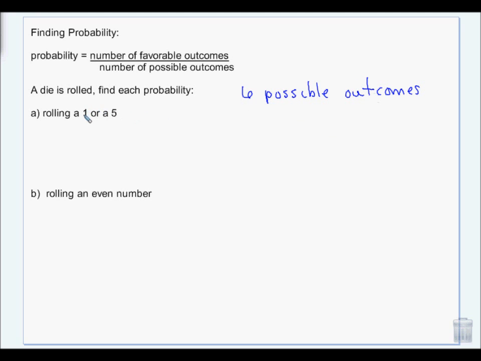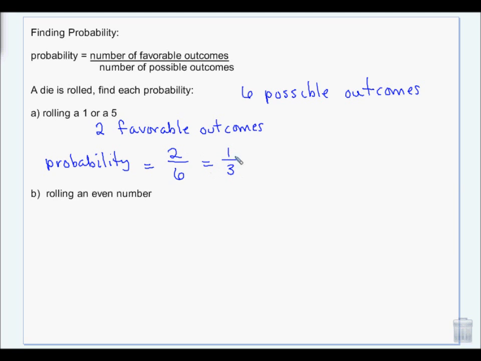Okay? If I want to roll a 1 or a 5, and either one of those numbers is acceptable, this is 2 favorable outcomes, because I'm looking at 2 numbers, a 1 and a 5. So the probability is equal to 2, that's my 2 favorable outcomes, over my 6 possible outcomes. So I have a 1 in 3 chance of rolling a 1 or a 5.